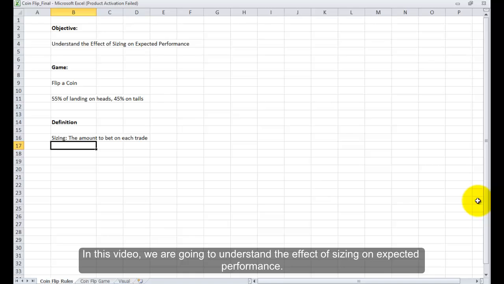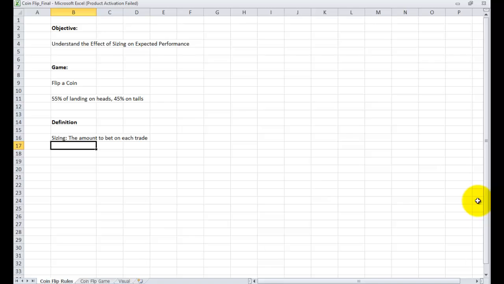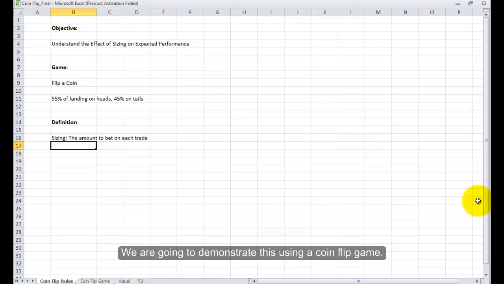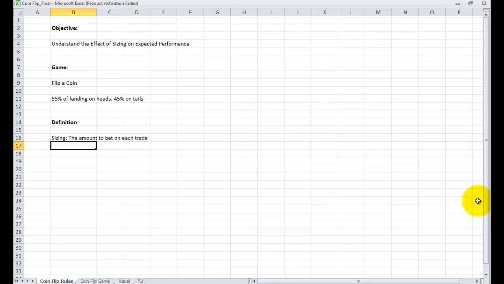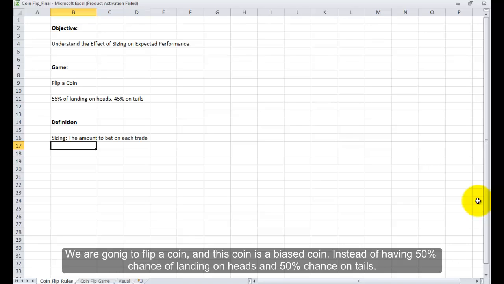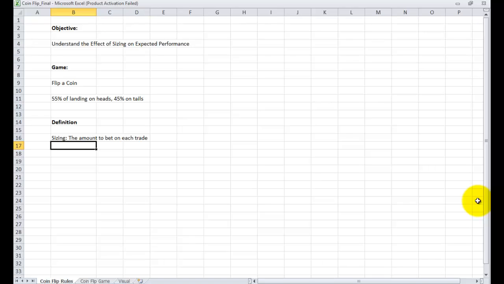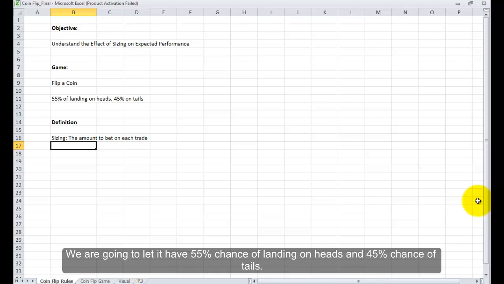In this video, we're going to understand the effect of sizing on expected performance. So we're going to use a game to demonstrate this. This game will be a coin flip game. We're going to flip a coin, and this coin is a biased coin. So instead of having 50% chance of landing on heads and 50% chance of landing on tails, we're going to let it have 55% chance on landing on heads and 45% chance on tails.